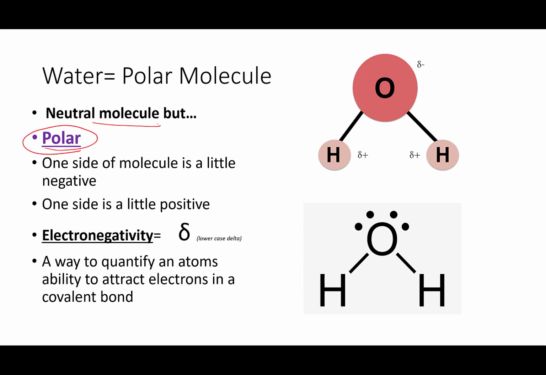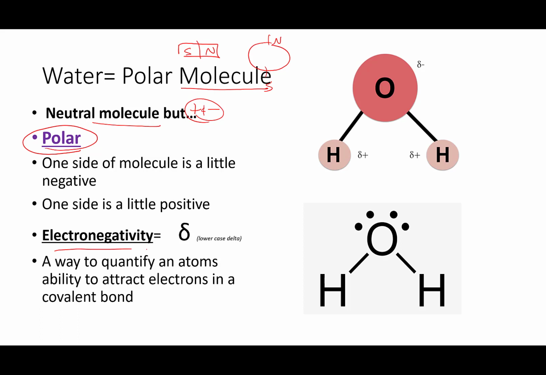Now, it's neutral, meaning it has the same number of positive and negative charges. It's not an ion. It is a molecule, an uncharged molecule, but it's polar, just like the Earth has a north and south pole, just like a magnet will have a north and south pole. One end is slightly different from the other. And this really helps explain a lot of the characteristics we see.